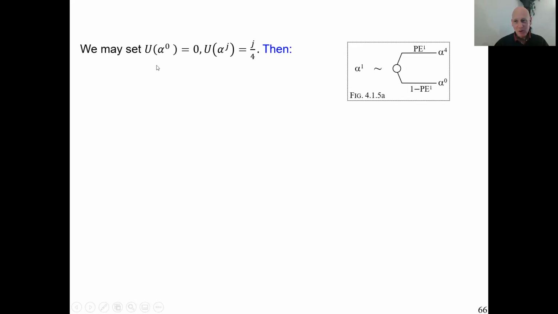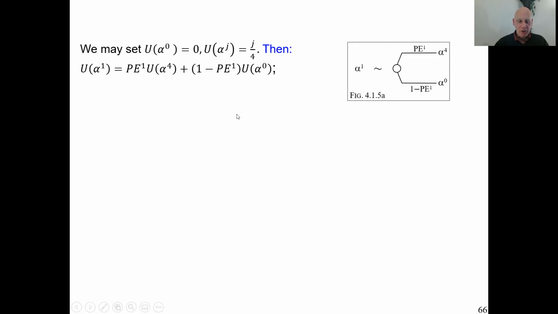We can always do it: we set utility alpha 0 equals 0, utility alpha 4 equal to 1. That means utility alpha j is j over 4 for all j. It doesn't matter if we use other utilities, we have a bit more difficult algebra, but we get the same probabilities, of course, the same results. Anyway, with these values, we can say the expected utility of the left prospect is just utility of alpha 1. The expected utility of the right prospect is PE1 utility of alpha 4, etc.